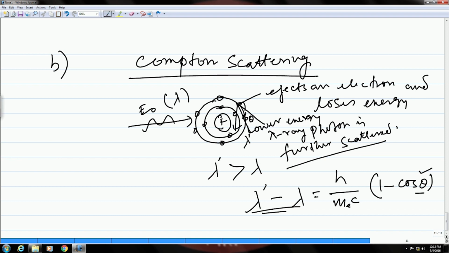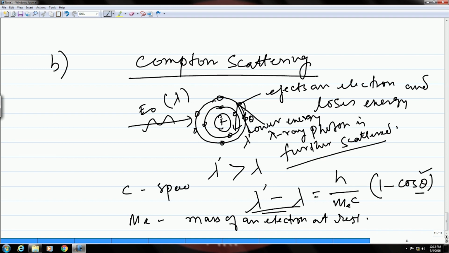So, lambda in this case is the wavelength of the incident X-ray photons, lambda prime is the scattered wavelength, h is Planck's constant, me is known as the mass of an electron at rest, c is again the usual parameter which is the speed of light, and theta is the scattering angle.